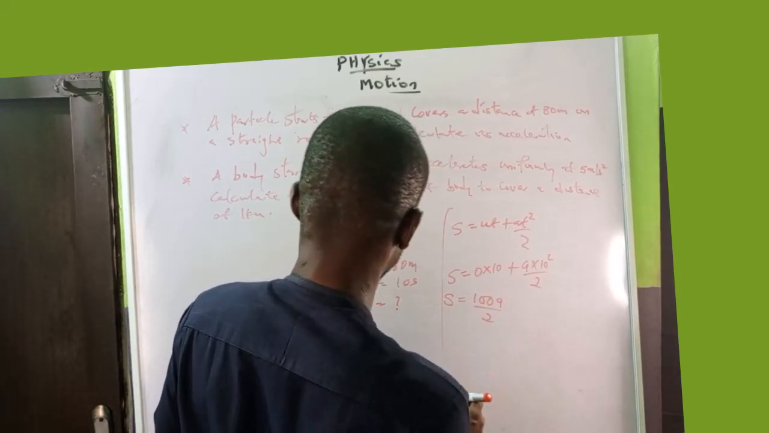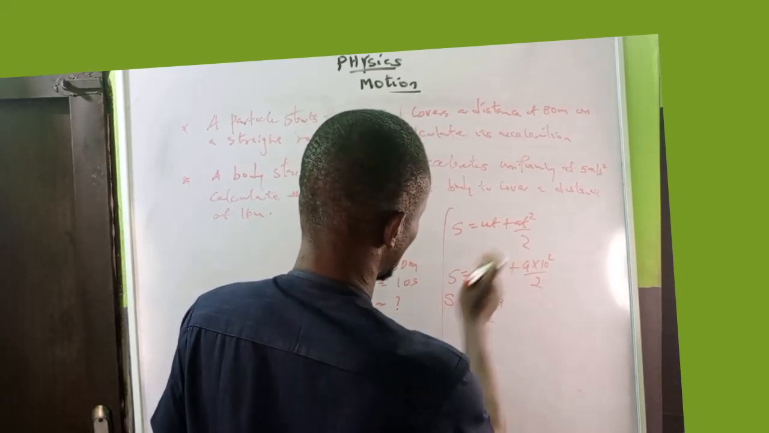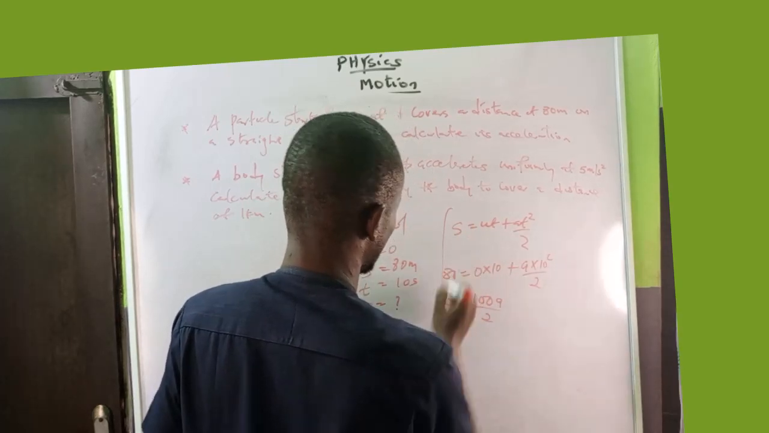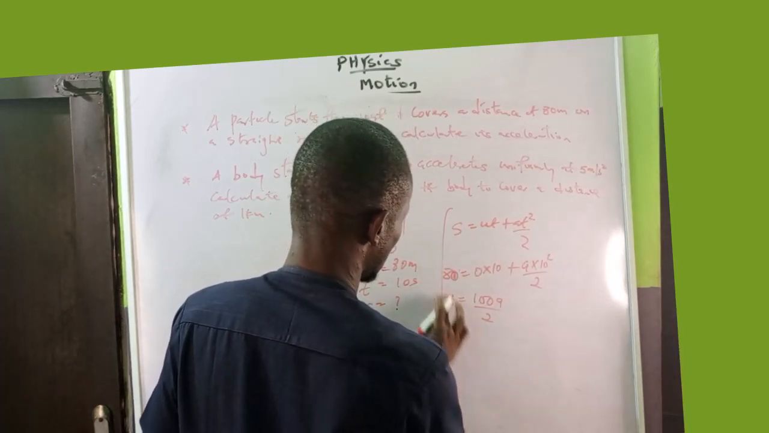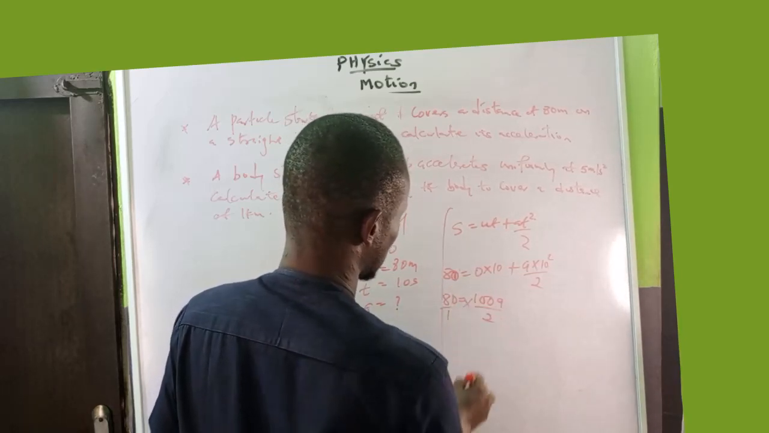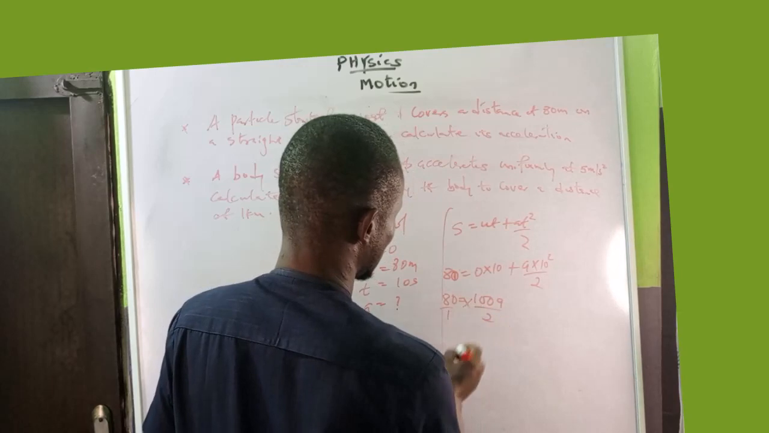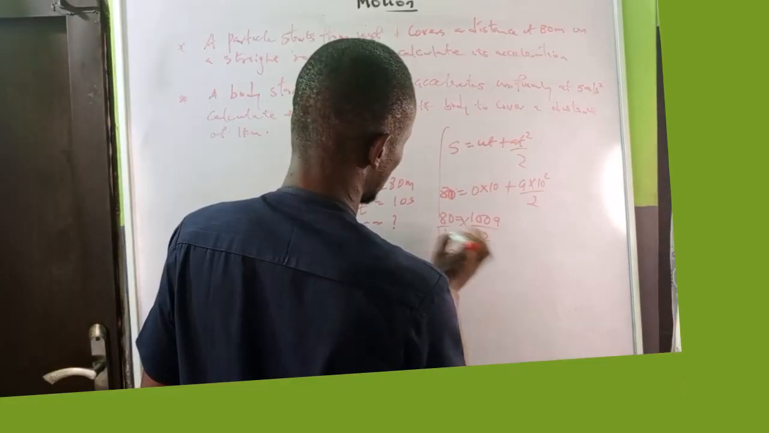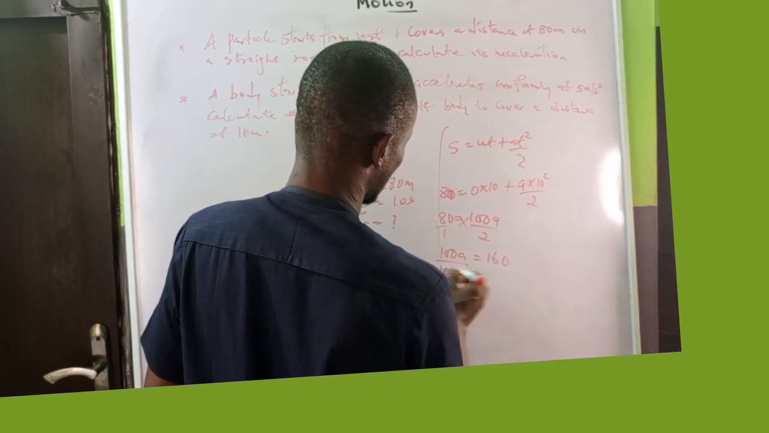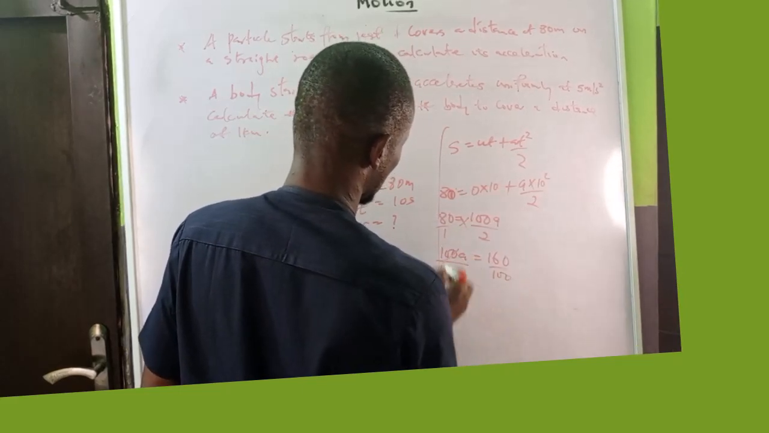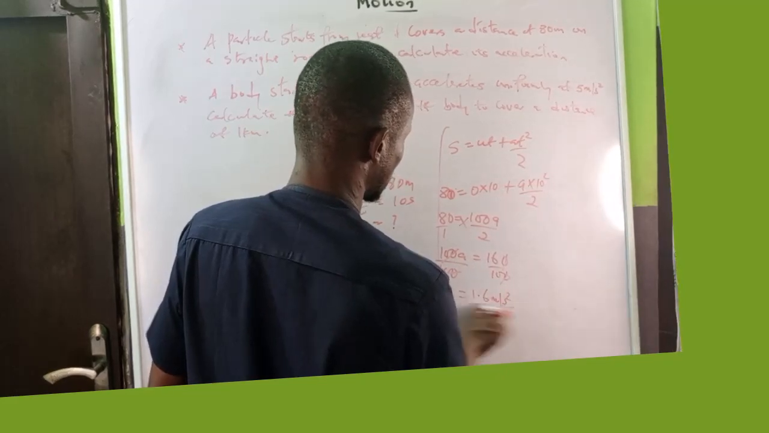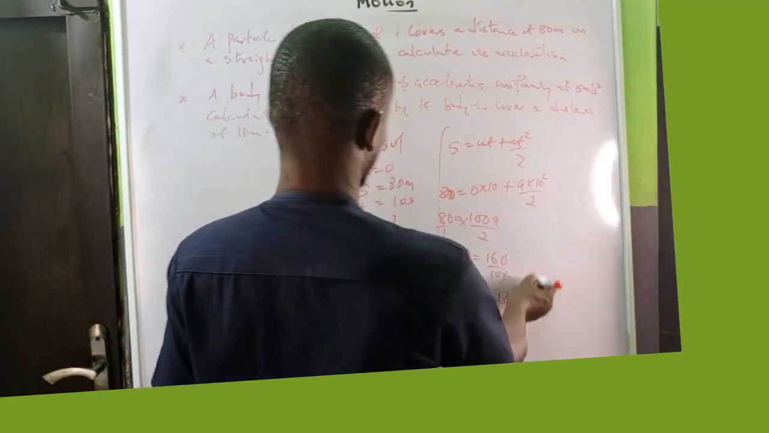So what are we looking for? We are looking for A. So what is S? S is 80, so I have to put the 80 here. I have to cross multiply. What do you have? 2 times 80 is 160, so 100A is equal to 160. So divide by 100 on both sides. So what is A now? 1.6 meter per second squared. So that becomes our acceleration.